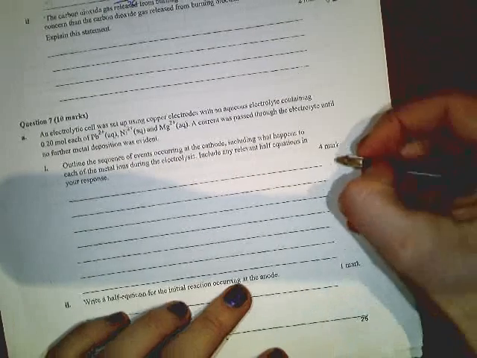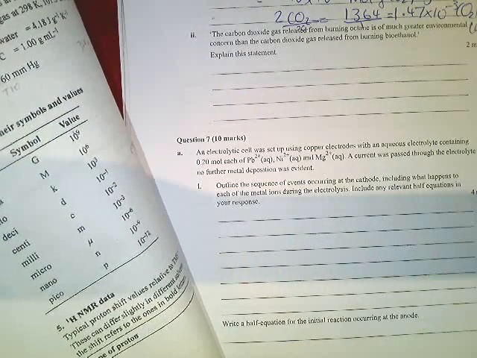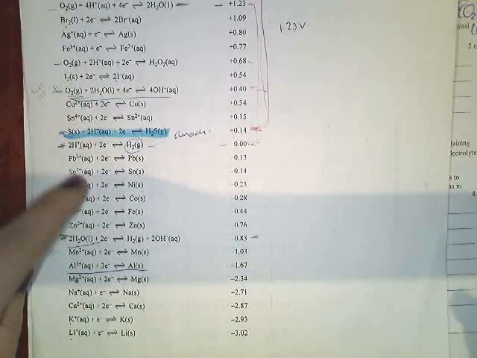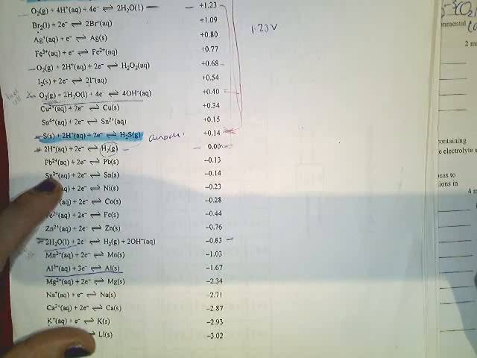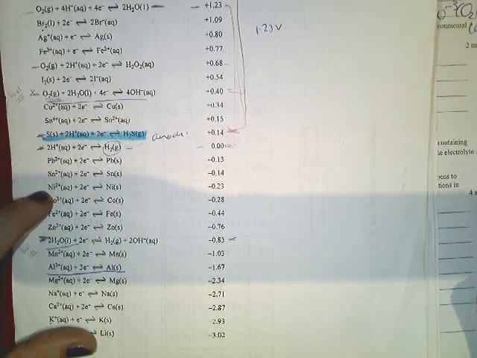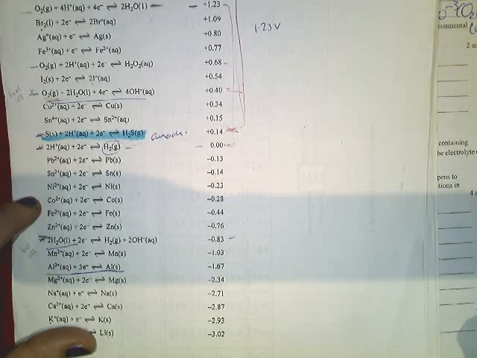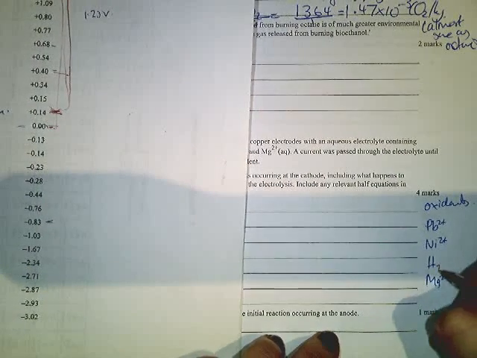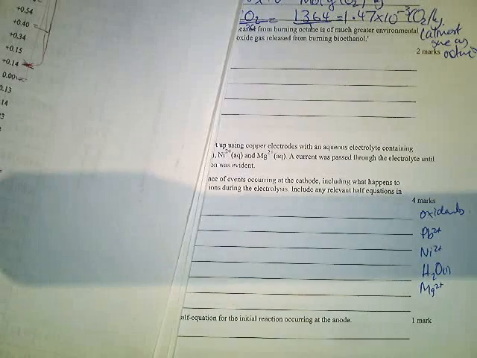So, what type of oxidants do we have? And in order. You should always write them in order to save you time. Okay. Well, the question says we've got Pb, Ni, Mg. Pb is about here. Ni is here. Mg. It's aqueous, so we also have H2O, and that lies between Ni. Okay, so outline the sequence of events.